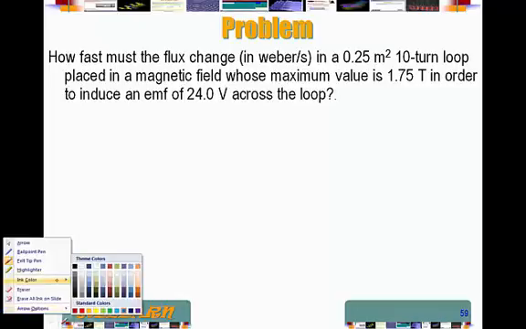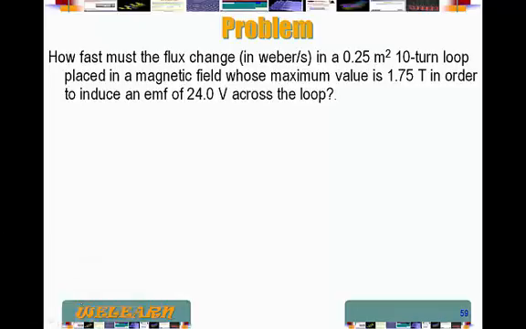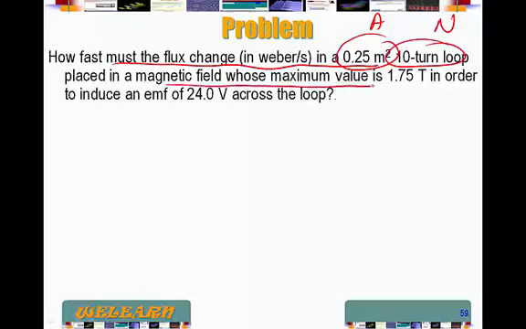Now in this question here, we are asked how fast must the flux change in Webers per second in a 0.25 meters squared. So we have the area here. We have a 10-turn loop placed in a magnetic field whose maximum value is 1.5 teslas in order to produce an EMF of 24 volts across the loop.